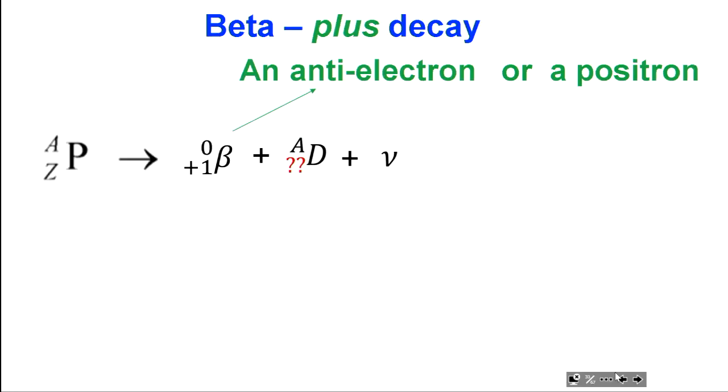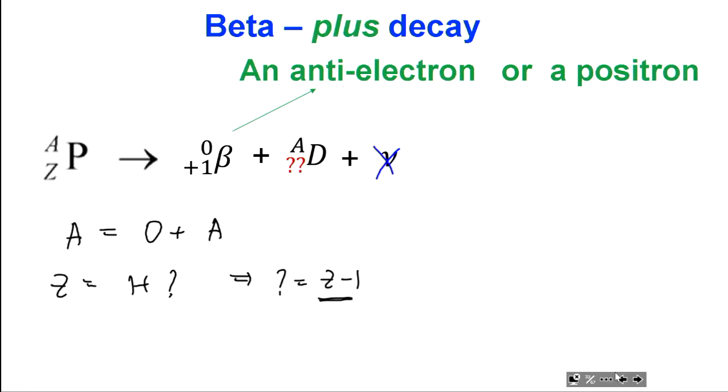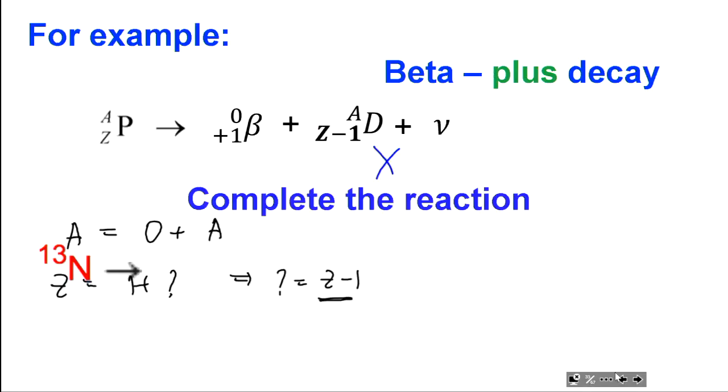Now a beta plus. The difference is that instead of an electron, a positron is being emitted. So A should be equal to 0 plus A. We neglect the presence of neutrino. But at the bottom, for the charges, Z should be equal to 1 plus a question mark. So this question mark will be equal to Z minus 1. So the element changes, but always in the opposite direction in the periodic table.